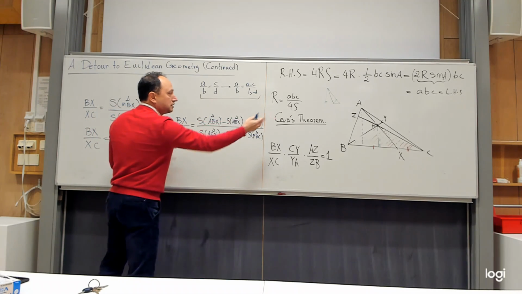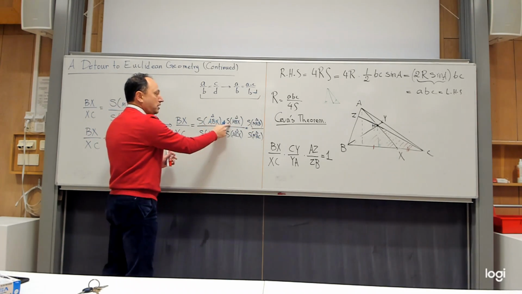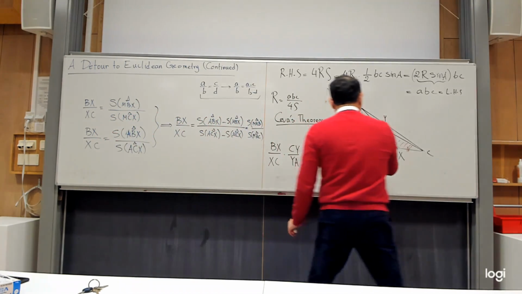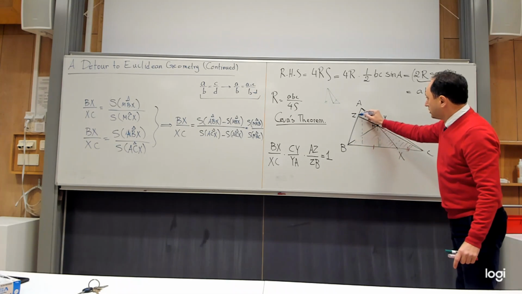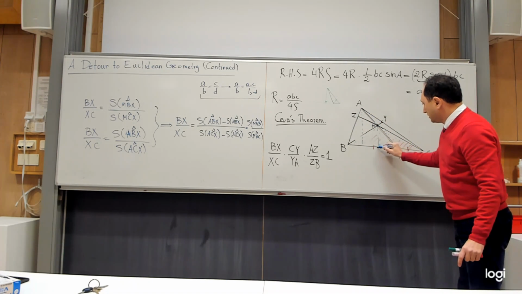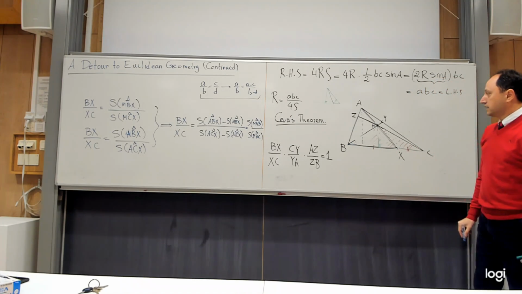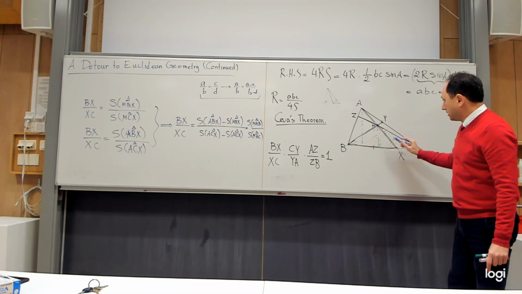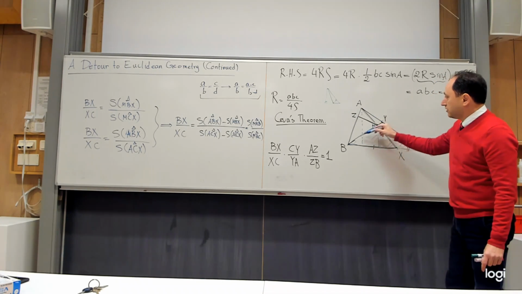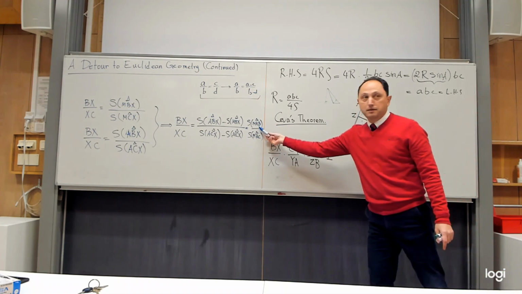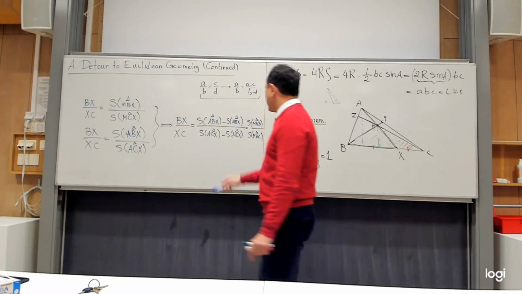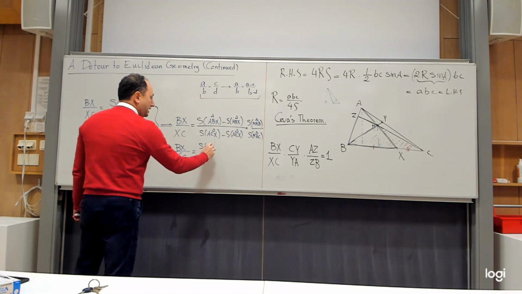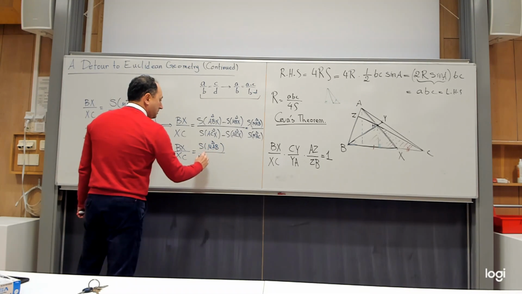On the other hand, look at the figure. What is the S of this minus S of this? It's exactly S of that. Yes? S of ABX is from here to here. This is ABX. And S MBX is from here to here. I take it away. What is left is this area. So that is area SMAB. And the same thing happens here. So we learned that BX over XC is actually S of MAB over S of MAC.